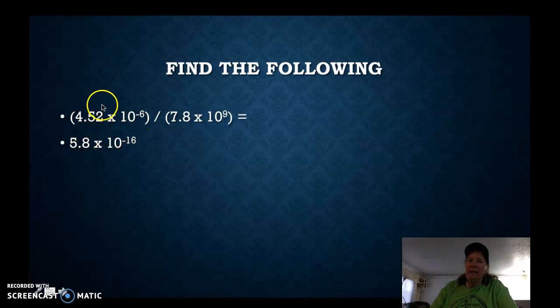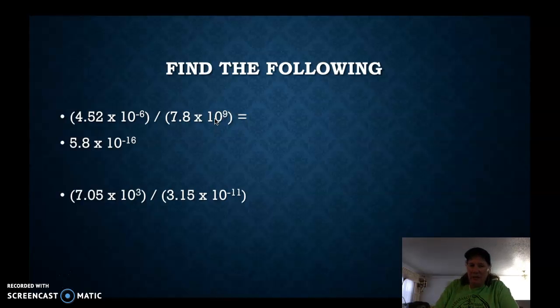So when you're dividing, you divide the numbers in front and subtract the exponents. When you're multiplying, you multiply the numbers in front and add the exponents, okay? And then you have to make sure your answer is in proper scientific notation. This one I'd go 7.05 divided by 3.15, and I would get 2.23. And then -3 minus 11 should be -14. Okay? So again, that's scientific notation.